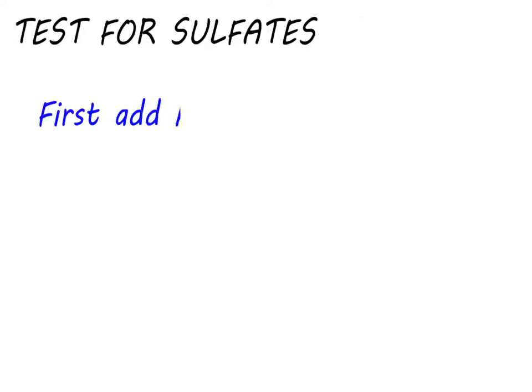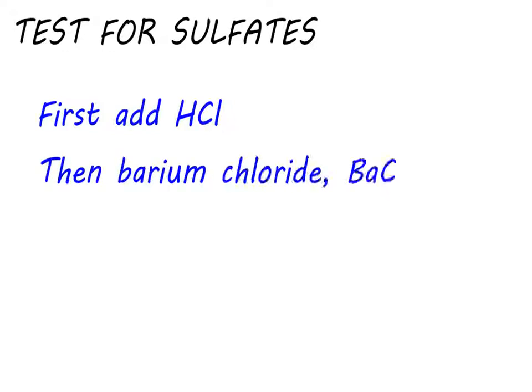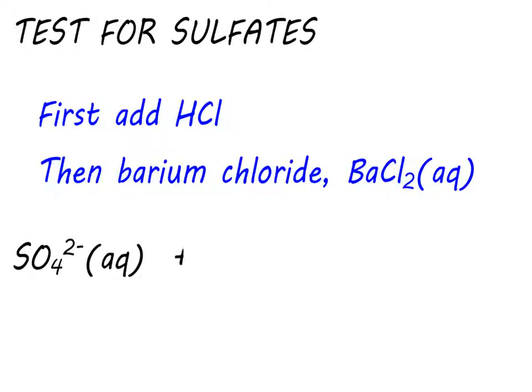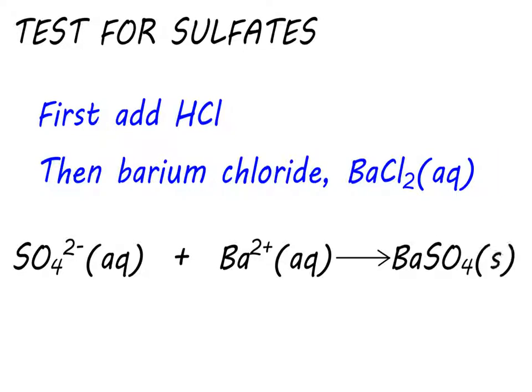You first add hydrochloric acid, followed by barium chloride. If sulfate is present, you will see a precipitate of barium sulfate.